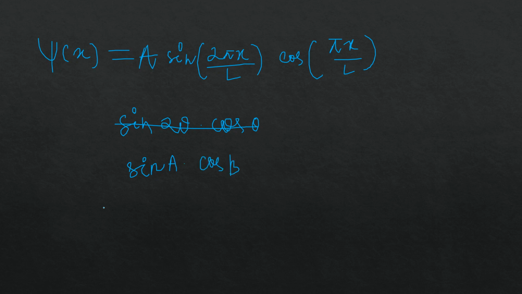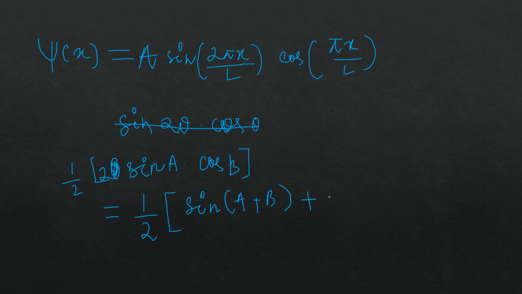So what is sin A into cos B? There is no 2 now, so I will multiply by 2 and divide by 2. So 2 sin A cos B. How can we achieve 2 sin A cos B? It is 1 by 2 whole into sin A plus B plus sin A minus B. You have to remember this formula, even if you don't remember, you can derive it. Half whole into sine A plus B plus sine A minus B.